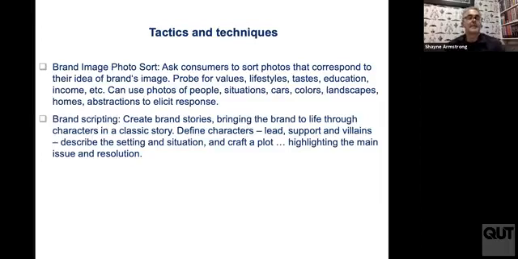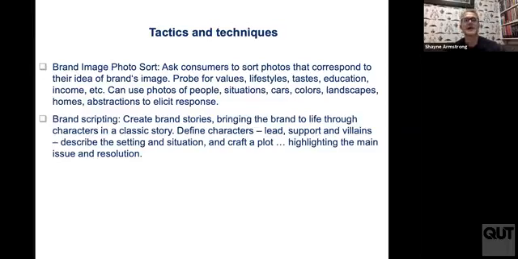You could do a brand image photo sort. You ask consumers to sort photos that correspond to their ideas of the brand image. You give them a bunch of random things and ask them to sort them into things they associate with that brand. So you might talk about Disney. What are some things you associate with Disney? They might pick pictures of happiness or children or laughter, or magicians to do with magic, or fairies or something like that. So whatever their associations are.